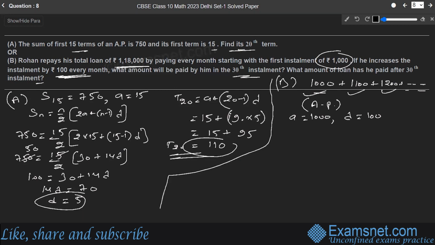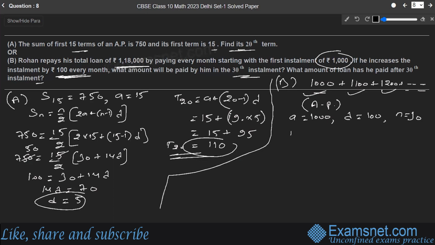So the D value is nothing but 100. And how many installments has he paid? 1000 increases by 100, and what amount will he pay in the 30th installment? So let's make N as 30. Okay, so we have got all this information. So the amount paid by him in the 30th installment we are supposed to find out.